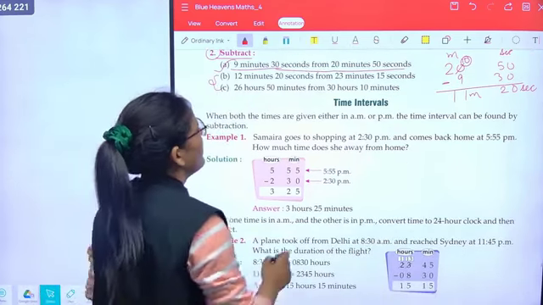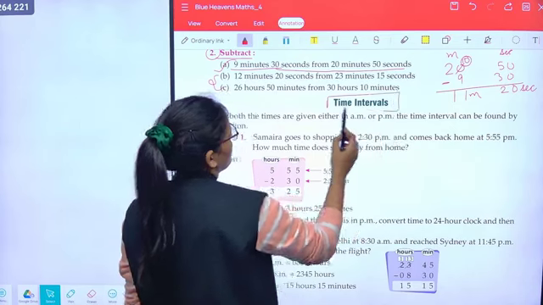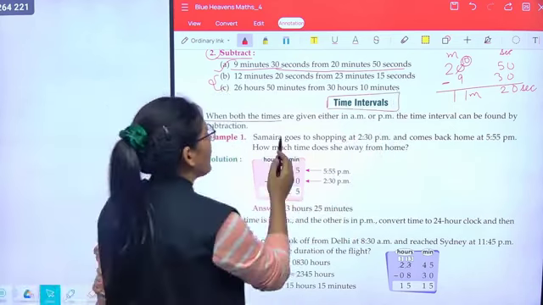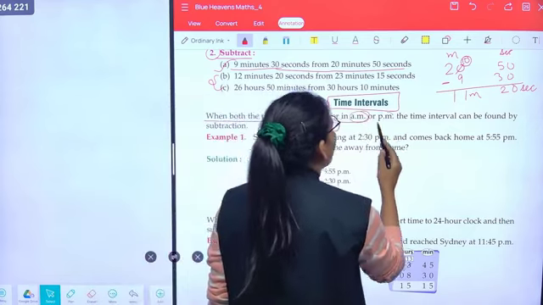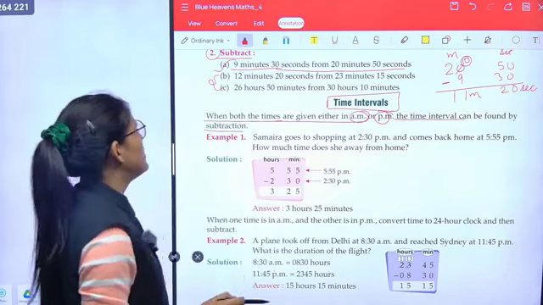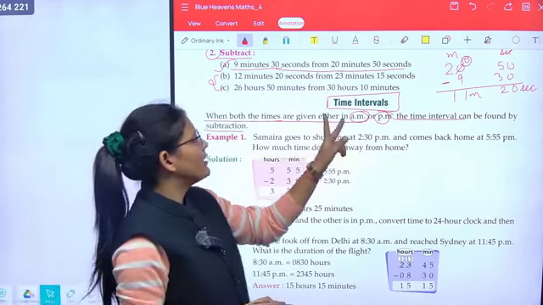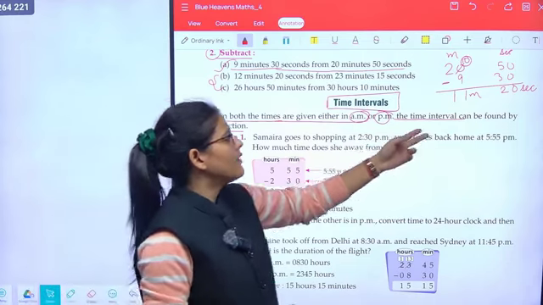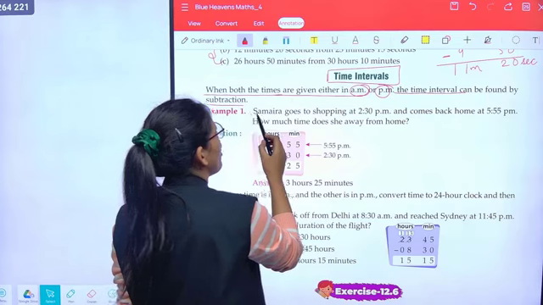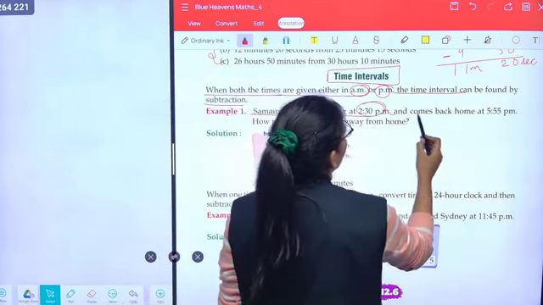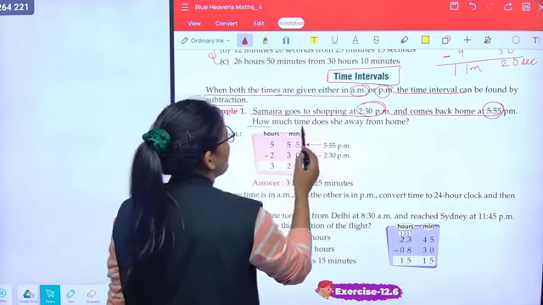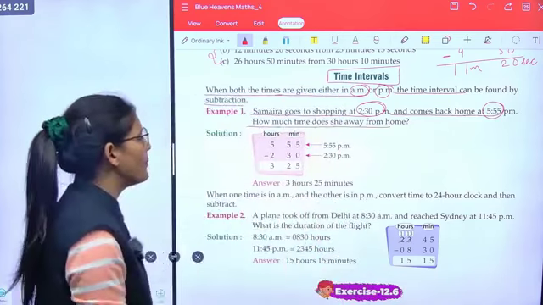Yes class. Now students, time intervals. When both the times are given either in AM or PM, the time interval can be found by subtraction. Okay. Samira goes shopping at 2:30 p.m. and comes back at 5:55 p.m. How much time is she away from home?